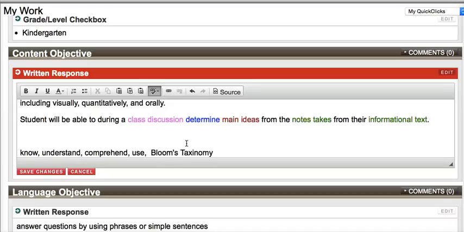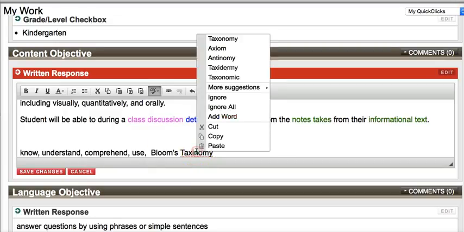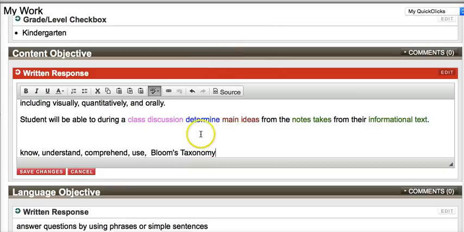You can find Bloom's taxonomy online, and that's not the way you spell taxonomy. You can find Bloom's taxonomy online, and you will find a variety of verbs that will help you under categories such as understand. And these verbs will give you the skill verbs that mean to understand or to use or to know. Okay? So now we have written our measurable objective.